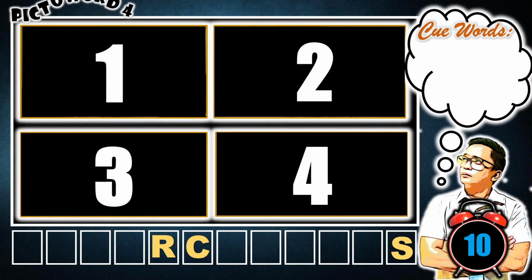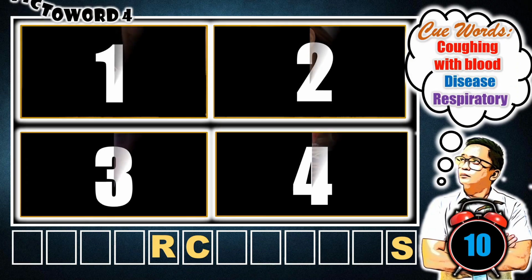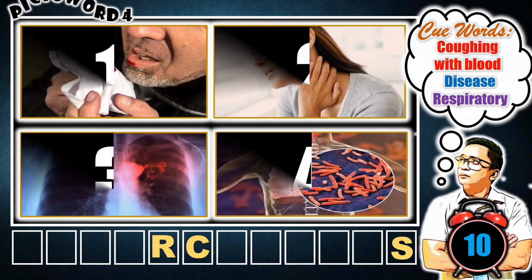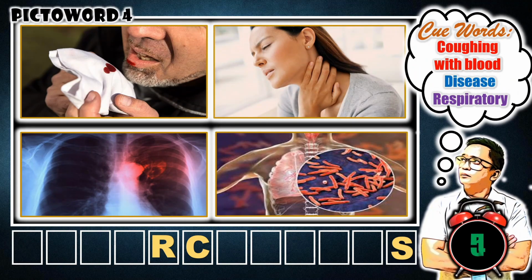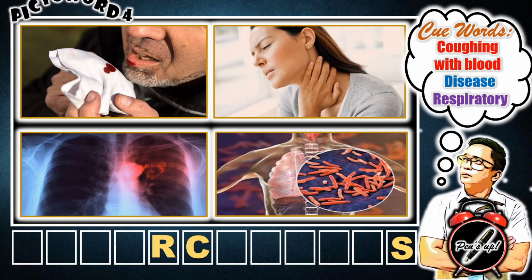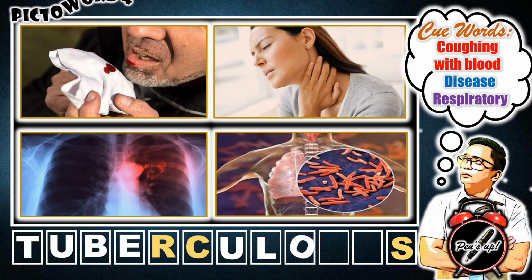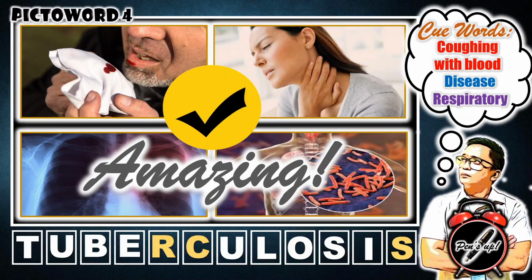Picture word number 4. Keywords: coughing with blood, disease, respiratory. Your timer starts now. Hands up. The correct answer is tuberculosis. Amazing.